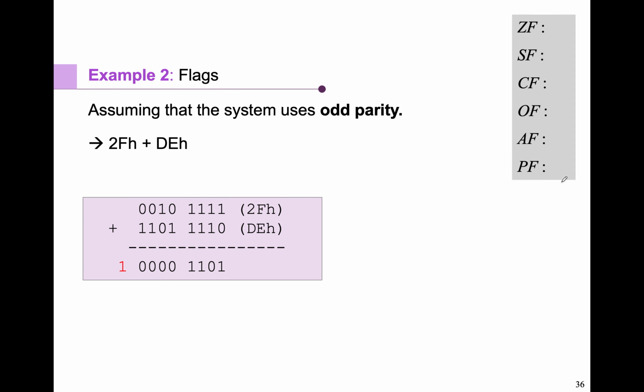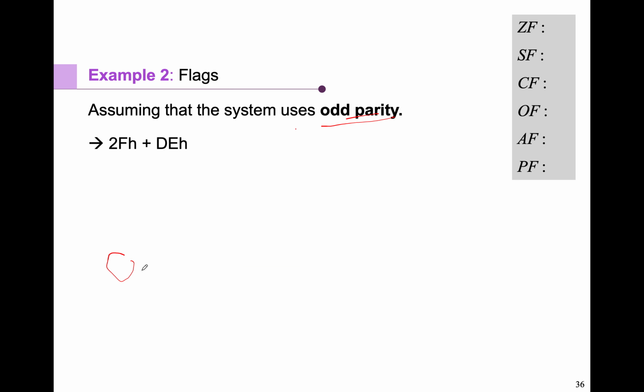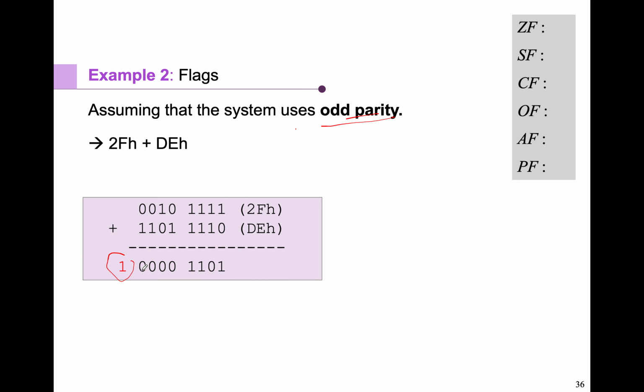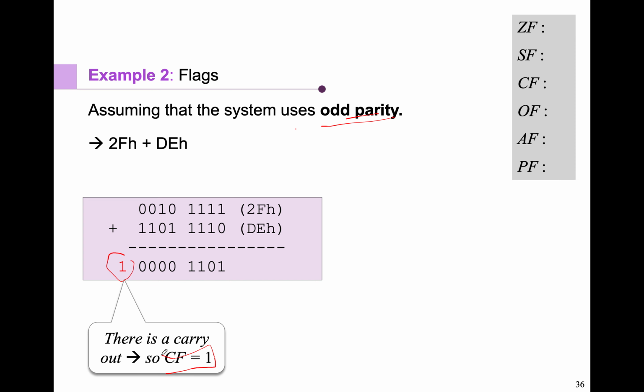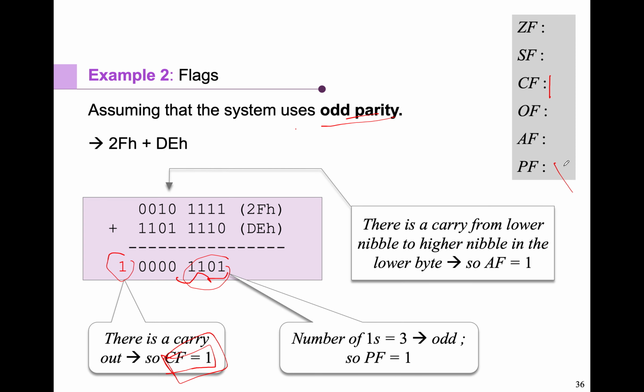There is another example. If you use odd parity, you can see over here I have the overflow. My carry will be 1. Carry, of course, because it is unsigned. Your CF is equal to 1 because it is unsigned. Then you count the number of 1s, whether it is even or odd, your PF is 1, and lastly, there is a carry from the lower nibble to the higher nibble.